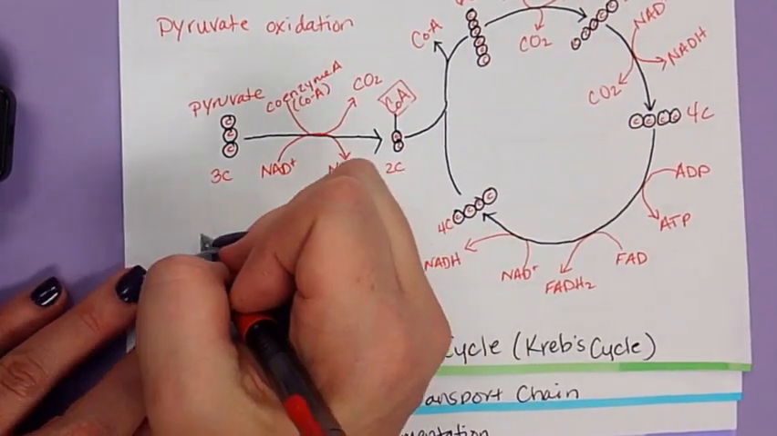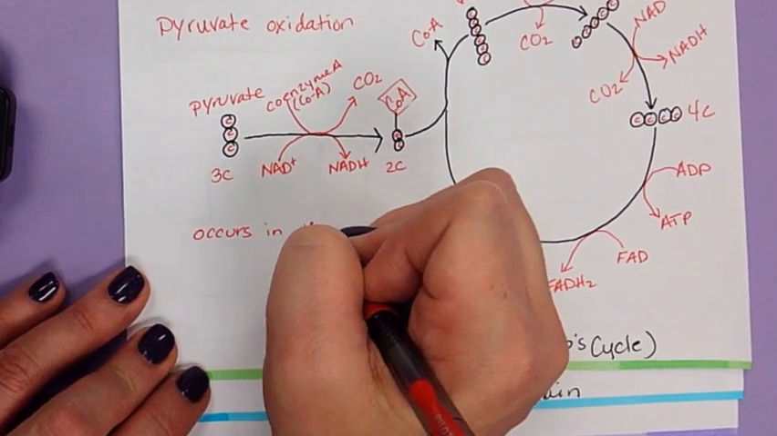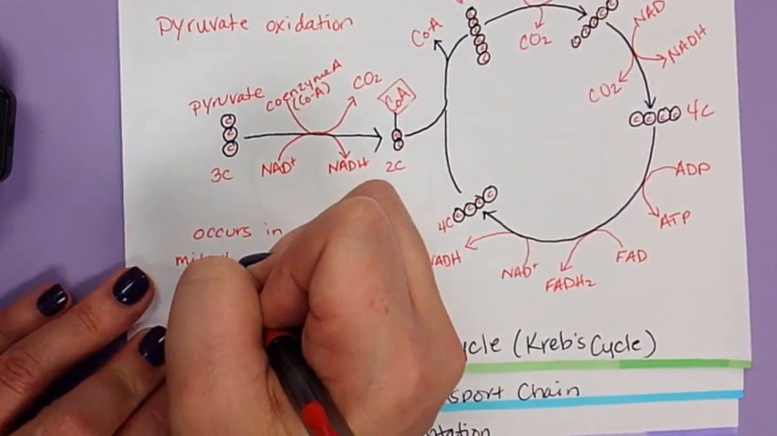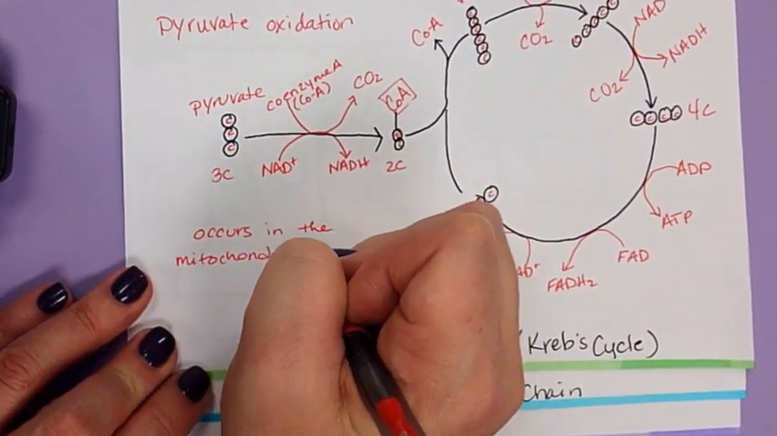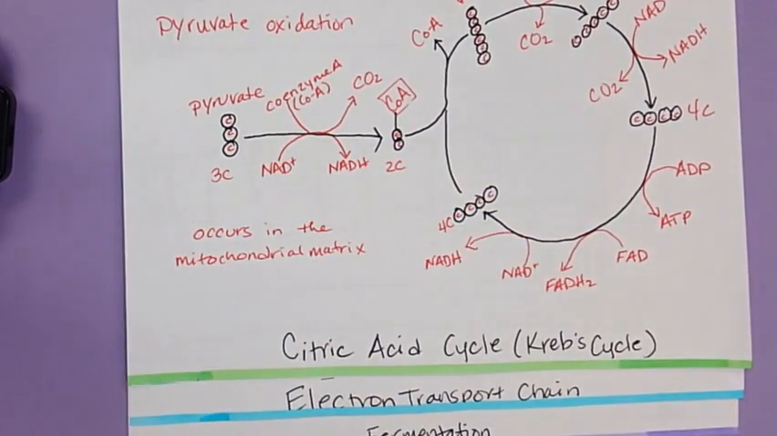All right, so it is important to know that all of this process, both the pyruvate oxidation and the citric acid cycle, occurs in the mitochondrial matrix. So glycolysis occurred in the cytoplasm of the cell, and now we're in the mitochondria, but specifically in the matrix.